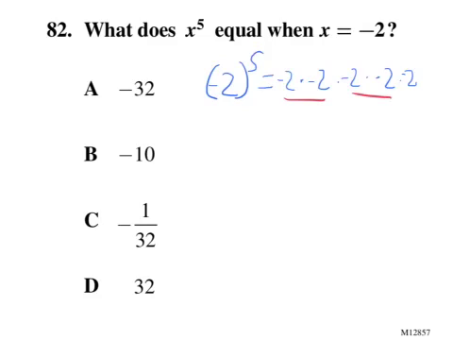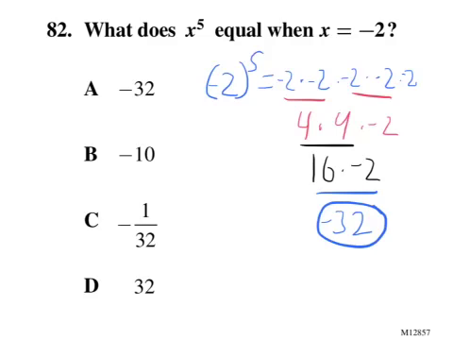Let's multiply these two negative 2's. What do you get each? 4. Won't that be 4 times 4 times negative 2? Yes. Now, there's different things. Let's do these. What do you get? 16 times negative 2, and that would be negative 32. It's very easy to make the mistake.